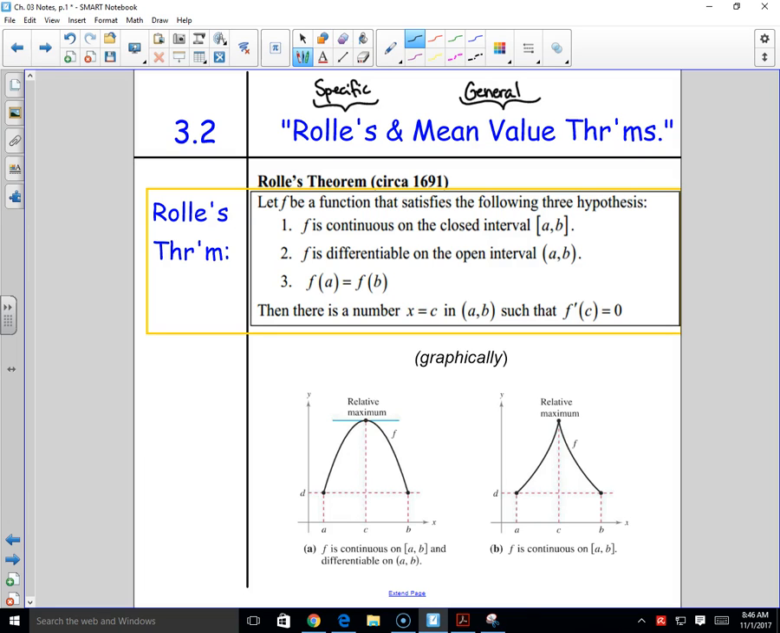Three things have to be true. No holes on the endpoints, aka f has to be continuous on the closed interval. No holes on the endpoints.